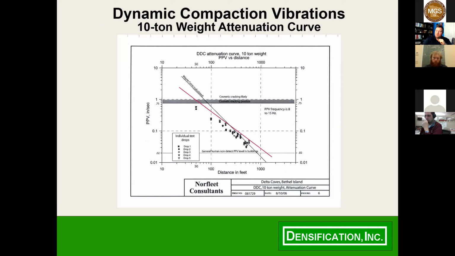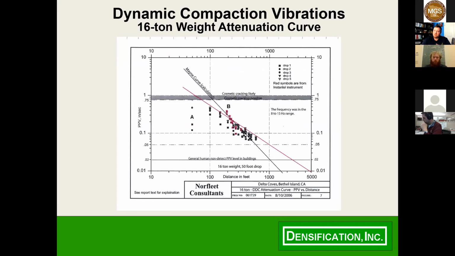We do this at the beginning of most jobs where we do drops at 25 feet, 50 feet, 100 feet, collect that data on site so that we know as we move our way around the site, if we're getting closer to something that's a concern, what measures might need to be taken. Okay. It's just a bigger weight.